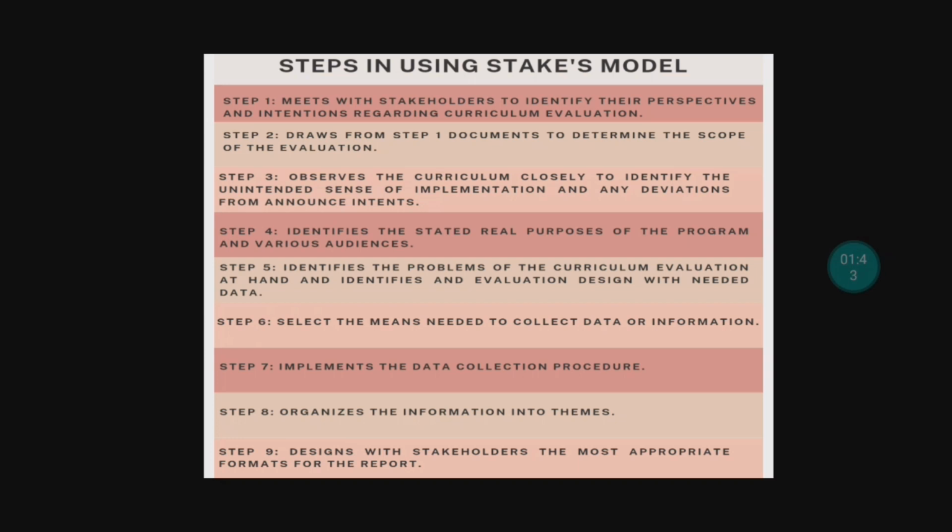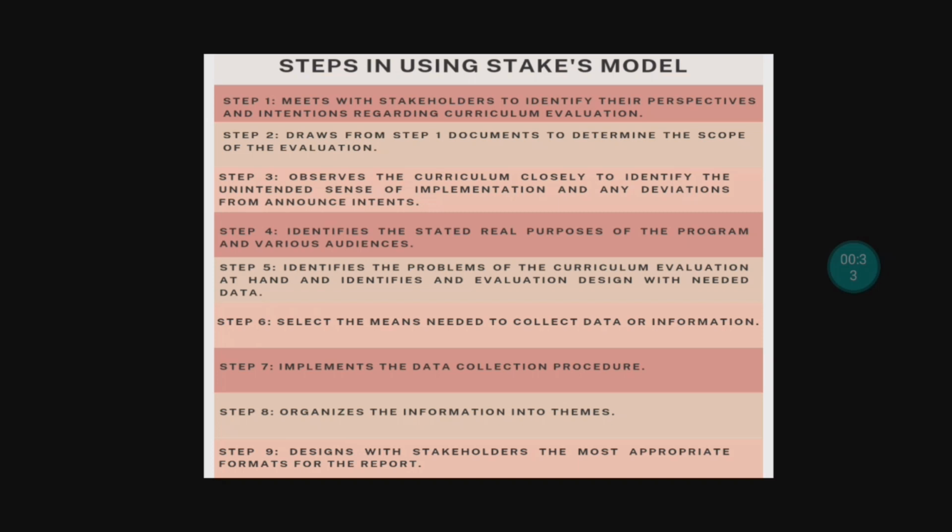Step 4 identifies the stated and real purposes of the program and the various audiences. Step 5 identifies the problems of the curriculum evaluation at hand and identifies an evaluation design with needed data. Step 6 selects the means needed to collect data or information. Step 7 implements the data collection procedure. Step 8 organizes the information into themes, and Step 9 decides with stakeholders the most appropriate formats for the report.